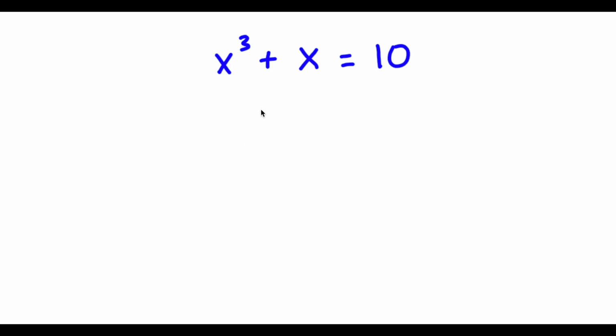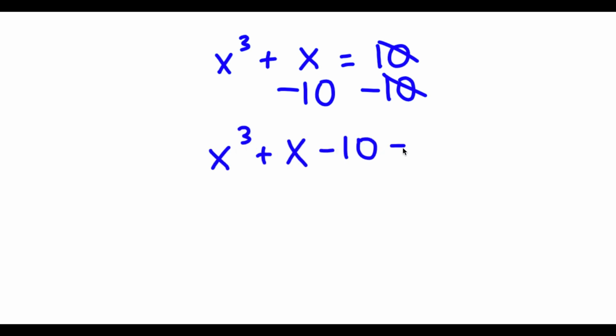Alright, so in this problem, I have x to the power of 3 plus x is equal to 10. So to solve this, I'm going to first start by subtracting 10 on both sides. So now I have x to the power of 3 plus x minus 10 is equal to 0. Now negative 10, that's the same thing as negative 8 minus 2.